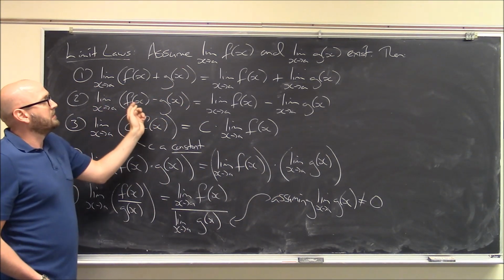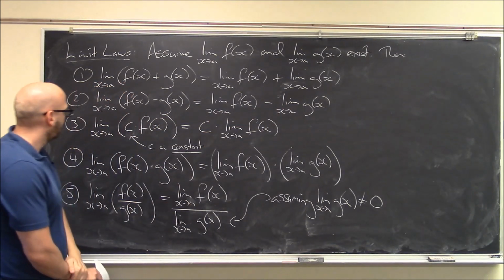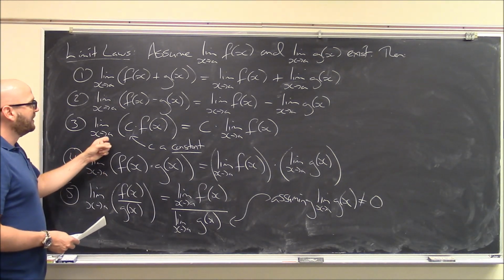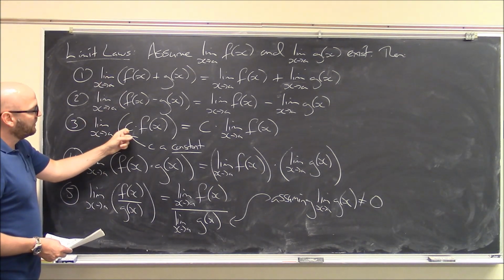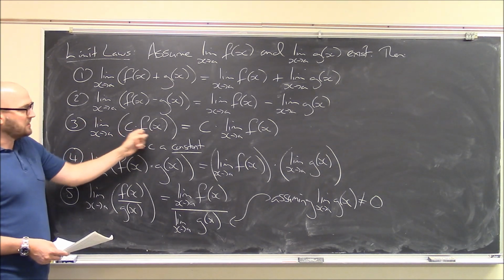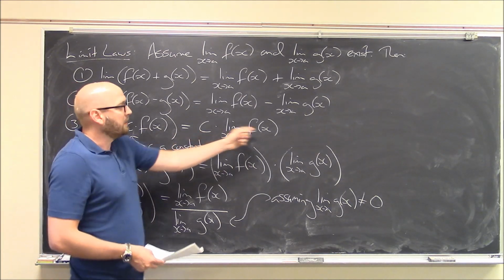The limit of a difference of functions is the difference of the limits. Thirdly, limits are actually really nice operations because of these first three properties. If you have a limit of a constant times a function, c times f of x, you can pull that constant outside. That's just c times the limit of f of x.